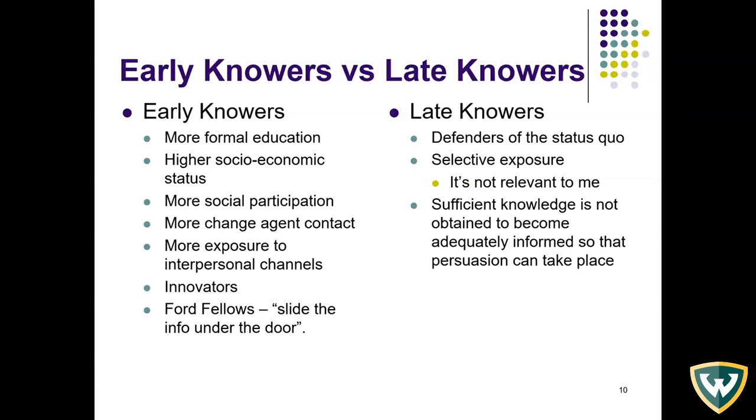They are connected with innovation. They are connected with a different type of person than late knowers are going to be, because late knowers are defenders of the status quo, right? They're comfortable where they are. They have selective exposure. I'm not even going to open my eyes to that because that doesn't work in my environment. That doesn't make me comfortable. It's not relevant to me. So sufficient knowledge is not obtained to become adequately informed so that persuasion can take place. So that's the issue. This is how they become laggards in the innovation diffusion process.